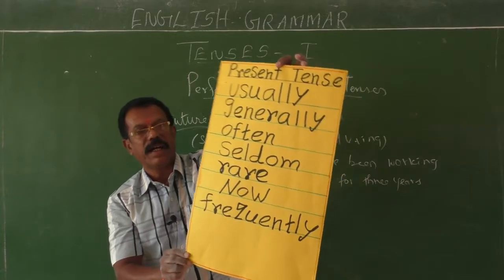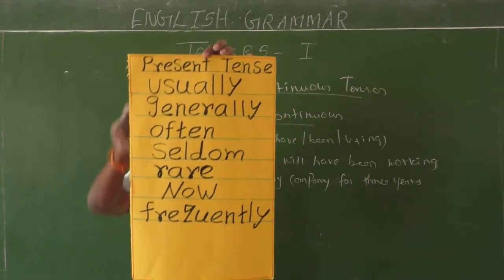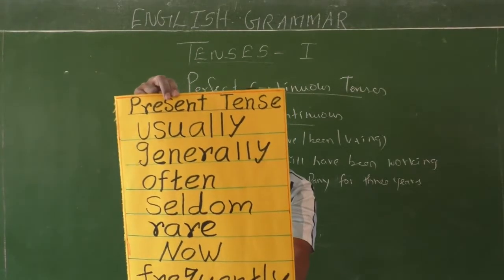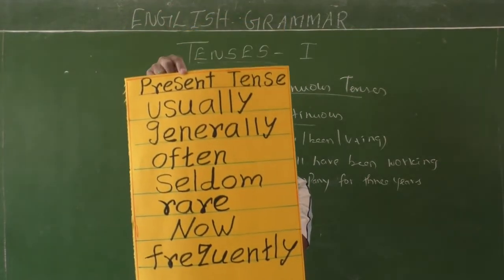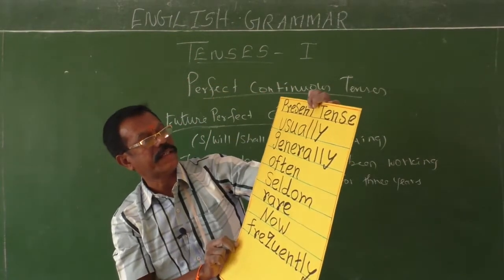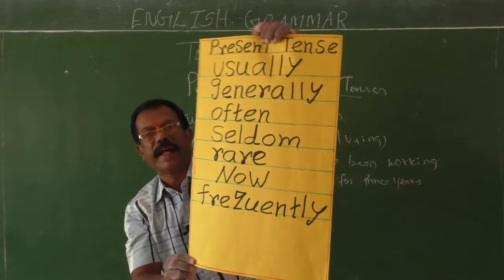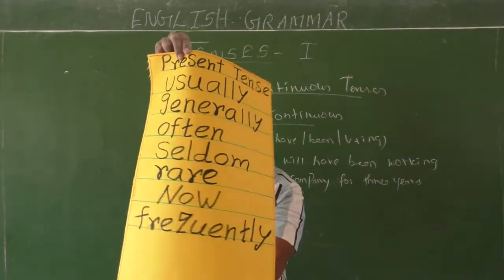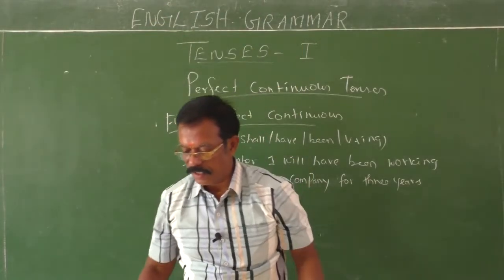Usually, generally, often, seldom, rare, now, frequently. These words are associated with the simple present tense. So have a glance. These keywords, present tense: usually, generally, often, seldom, rare, now, and frequently. These keywords are associated with the simple present tense.